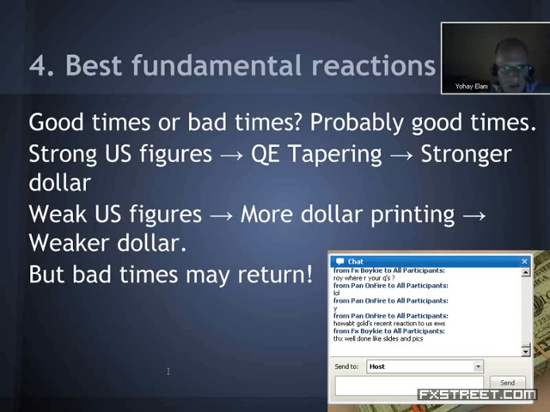But that's not the only thing that moves the gold. It's sometimes news about the Chinese demand for gold, Indian demand for gold, mining news, but I don't follow that closely. I think QE tapering news has the most impact, but it's not a one-way street.